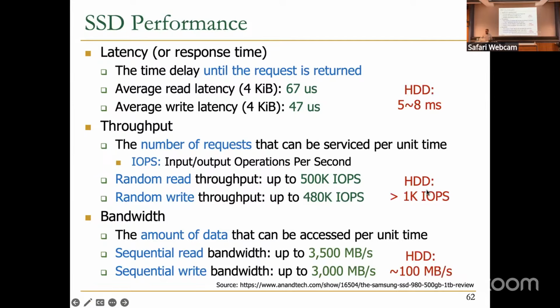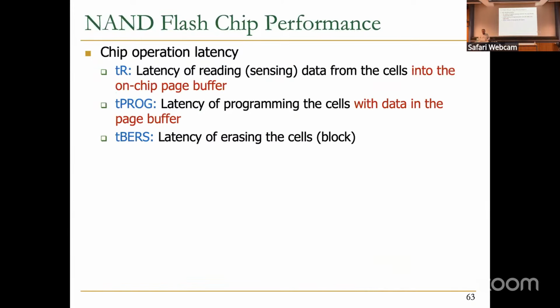And all these numbers are much better compared to hard disk drives. The latency for HDD is around 5 to 8 milliseconds, throughput is something around 1,000 IOPS, and the bandwidth is something around 100 megabytes per second. So that's why SSD is very much in the field now, right? They are much better than HDDs in terms of different performance metrics. Okay. Yes.